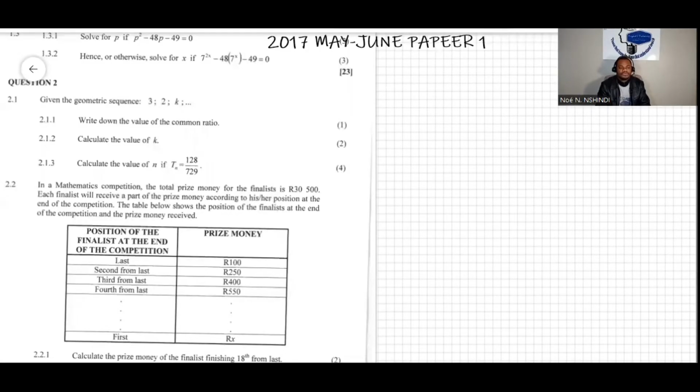Well, we have a question here, question 2. The question says that given the geometric sequence 3, 2, k, I'm going to write the question here. Question 2.1. We have the geometric sequence 3, 2, k, etc. And then question 2.1 says write down the value of the constant, the common ratio.